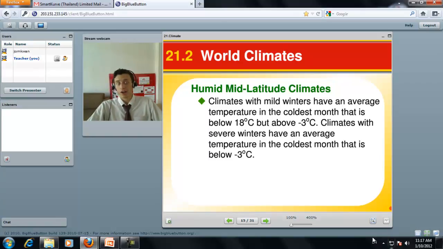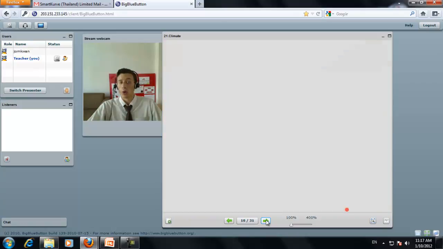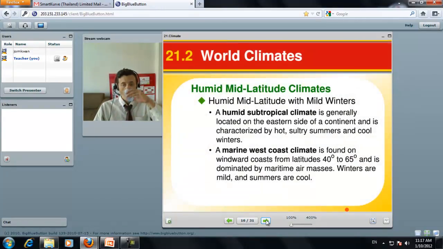And we are going to talk about these different mid-latitude climates, why some areas have mild winters and why some temperate areas have very severe, very cold winters. Let's start by looking at a few of the different types of humid mid-latitude climates. On slide 16, we see first humid mid-latitude with mild winters.